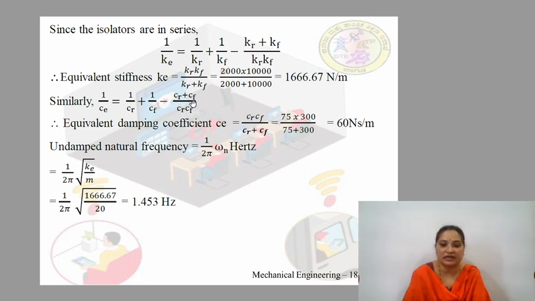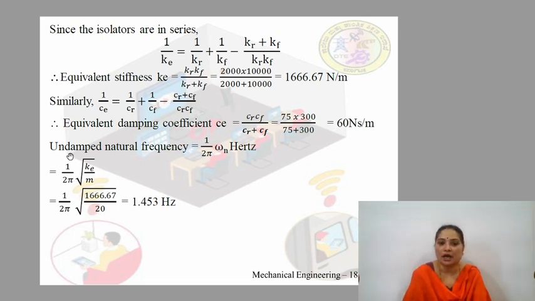rubber and felt are substituted, so that the equivalent damping coefficient Ce is equal to CrCf divided by Cr plus Cf. After substitution of Cr, that is 75, and the value of Cf as 300, so 75 into 300 divided by 75 plus 300, we get the damping coefficient as 60 Newton second per meter.